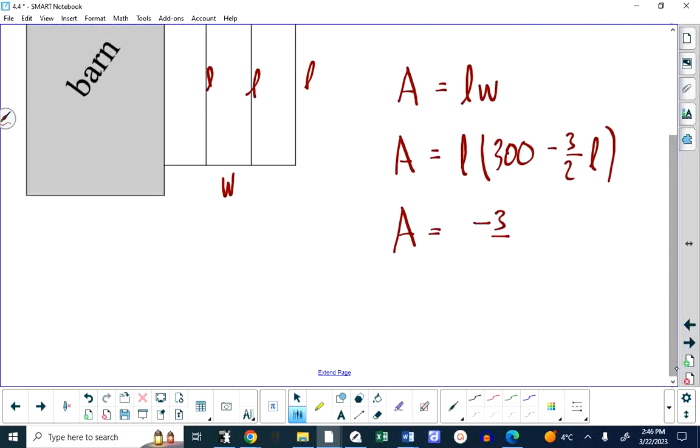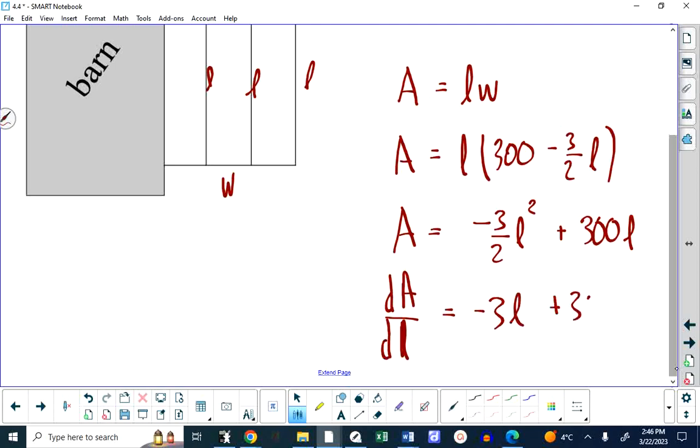Expand this out. Don't forget, and I'm being very sincere here, don't forget to differentiate it. Because sometimes what happens is you go through all this work, you lose sight of what it was you were doing, and then you just start setting things equal to 0. Yeah, that looks okay. Let's differentiate it. dA dL. So unlike related rates, we're going dy dx, not dy dt and dx dt and dp dt. Negative 3L plus 300.